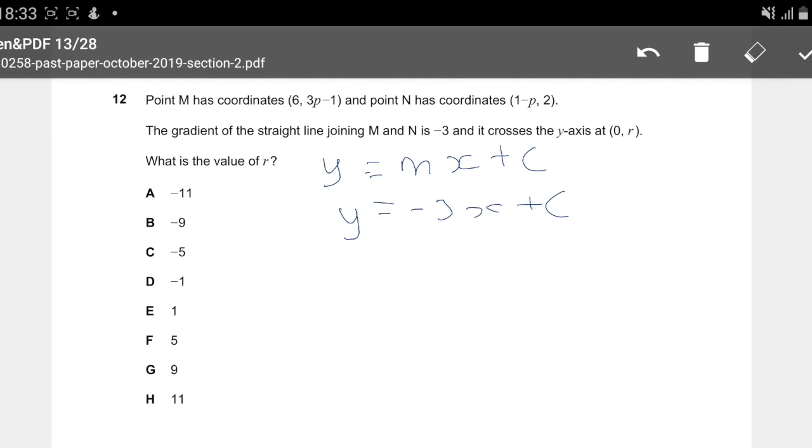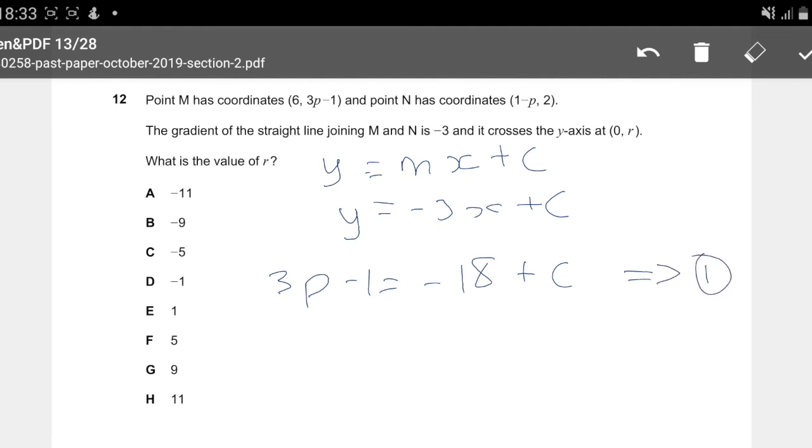So coordinate point M, I'm going to jump a few steps here and just give the final equation. So 3p minus 1 is equal to minus 18 plus c. So you could see that the minus 18 is referring to the mx part of the equation, and the 3p minus 1 is referring to the y part of the equation. So I'm going to call this equation number 1 for convenience sake.